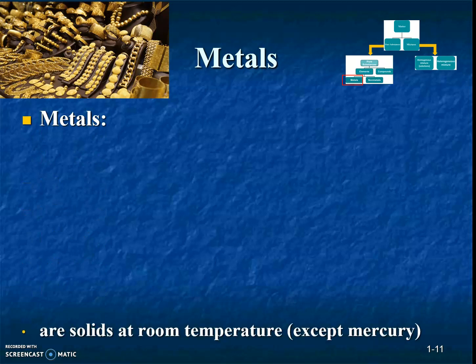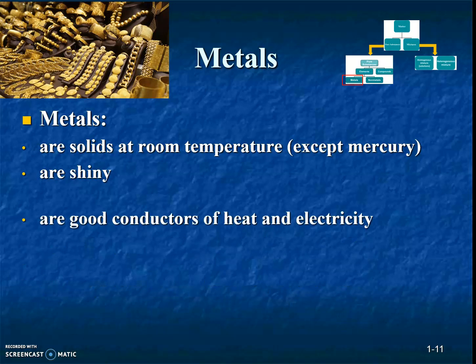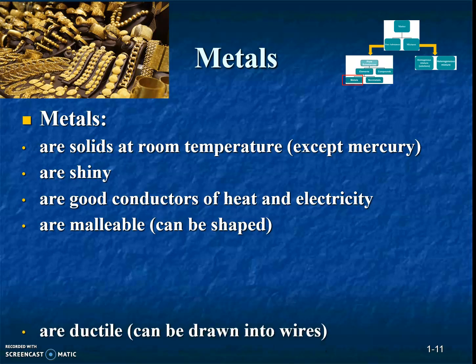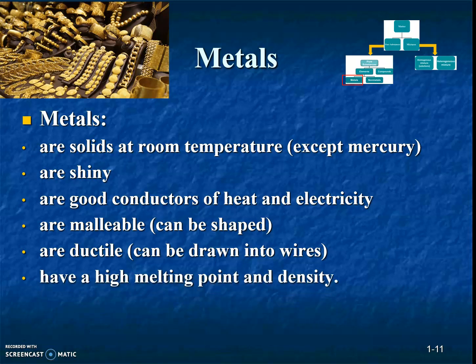And how can we tell some elements are metals and some elements are non-metals? For metals, we see: are you solid at room temperature? Are you shiny? Are you a good conductor of heat and electricity? Are you malleable, or can be shaped into different objects? Or ductile, which means can be stretched into wires, and have a high melting point and high density? So if you have all those properties, then you are a metal element.